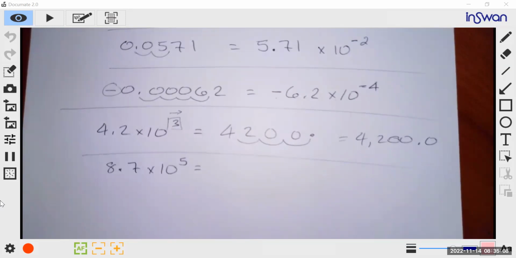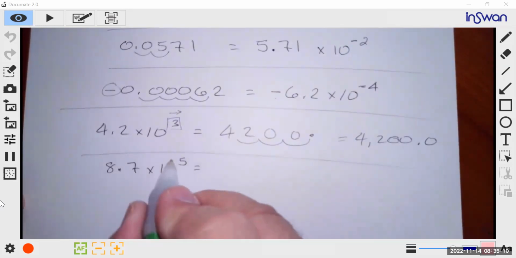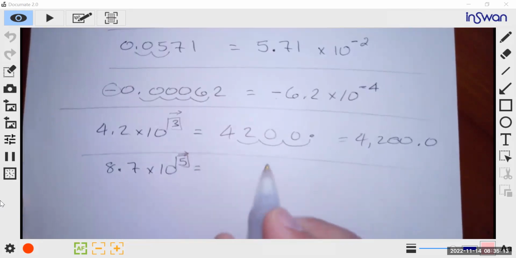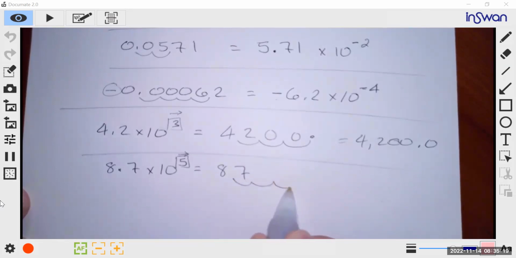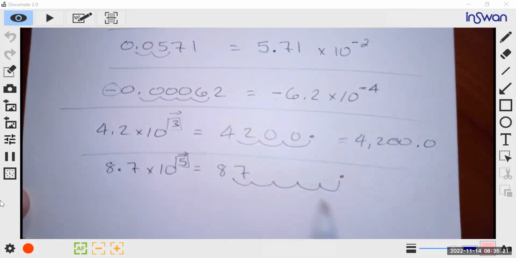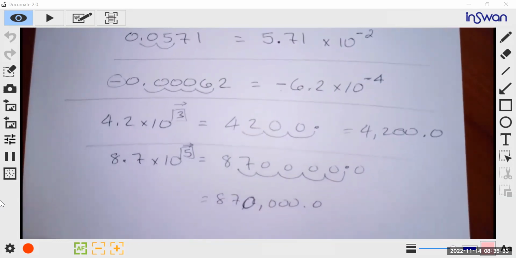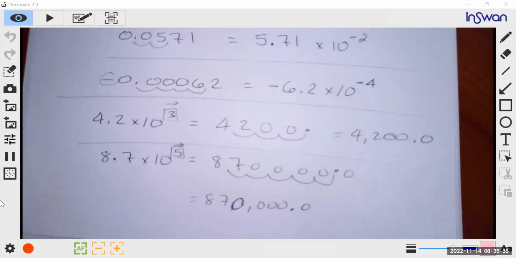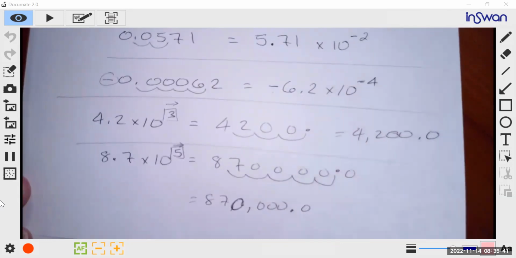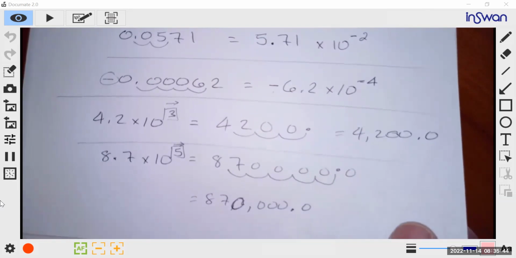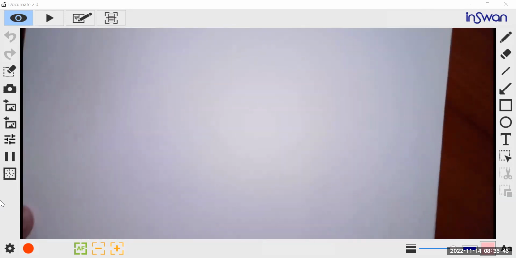Does it move right or left? Very good. Right, 5 spaces. 1, 2, 3, 4, 5. And all these are zeros. 870,000.0. Do a couple more, then we'll combine these operations.